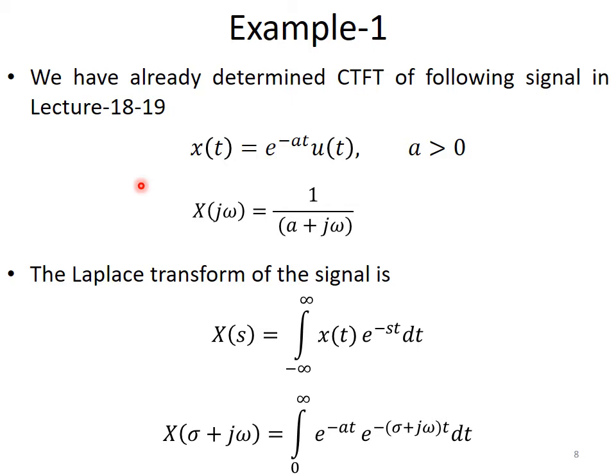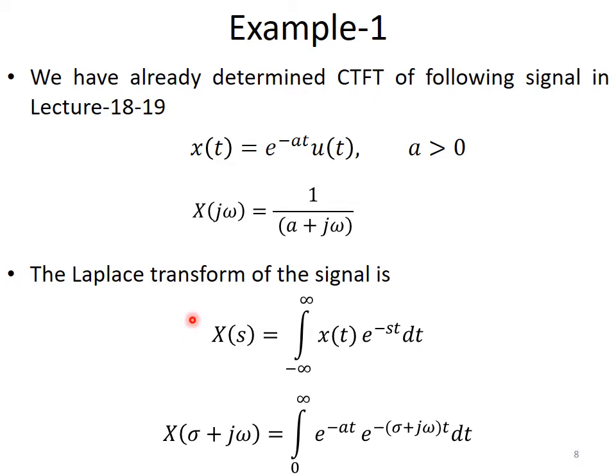Now let us solve this example to compare the Fourier and Laplace transforms. x of t is a signal which is given by e power minus at u of t, where a is greater than 0, so it is a decaying exponential. In lecture 18 and 19 we have already found the Fourier transform of this signal, which is given by this equation, 1 upon a plus j omega.